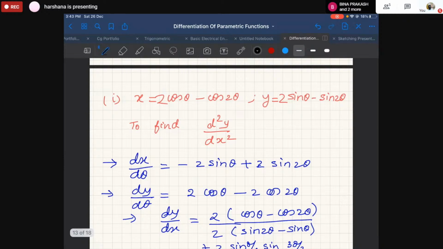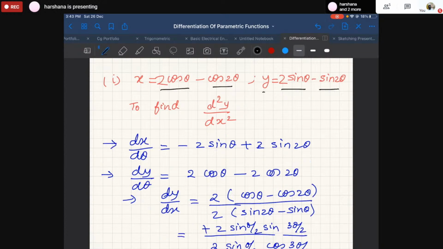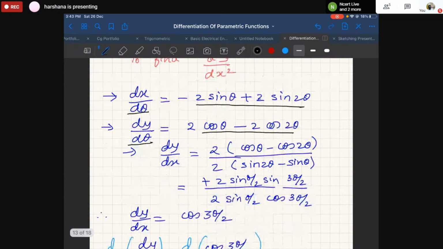For that I have taken this example. See, x is equal to 2 cos theta minus cos 2 theta, y is equal to 2 sin theta minus sin 2 theta. So respectively, we take up the derivative of x with respect to theta, and y with respect to theta. On taking that up, we find this is the expression that we get, and dy on dx comes out to be this form.